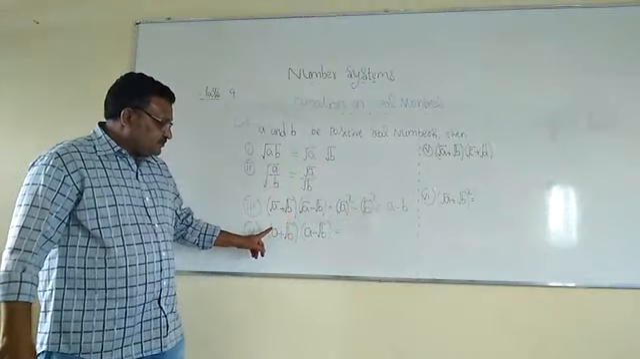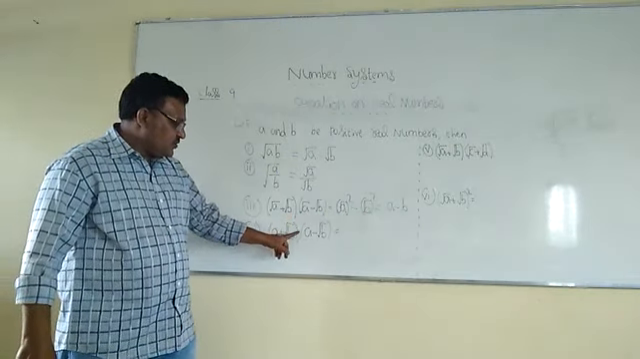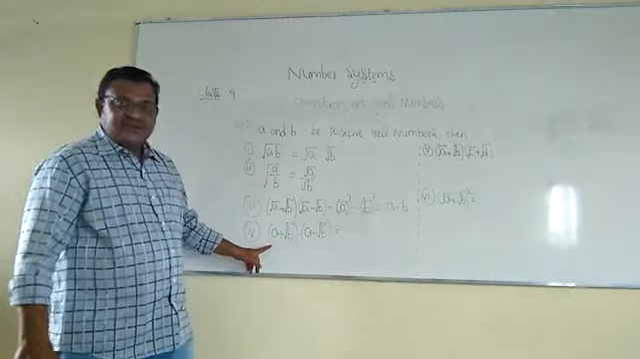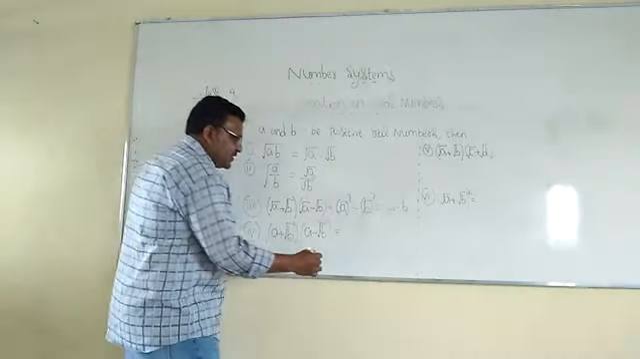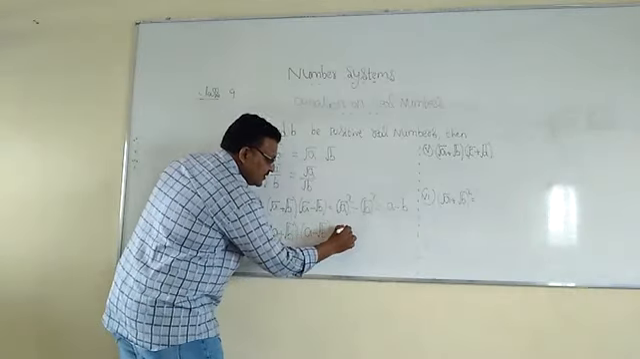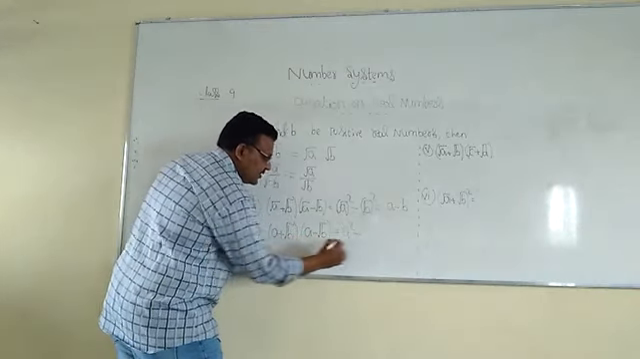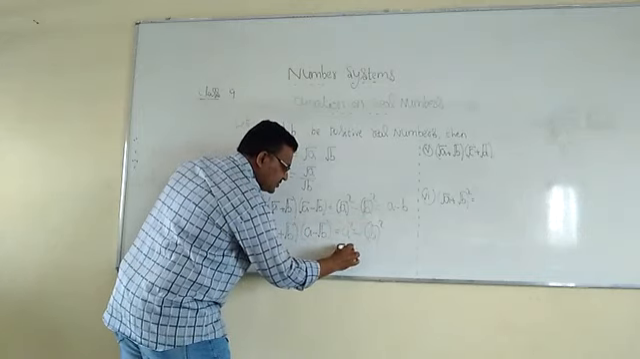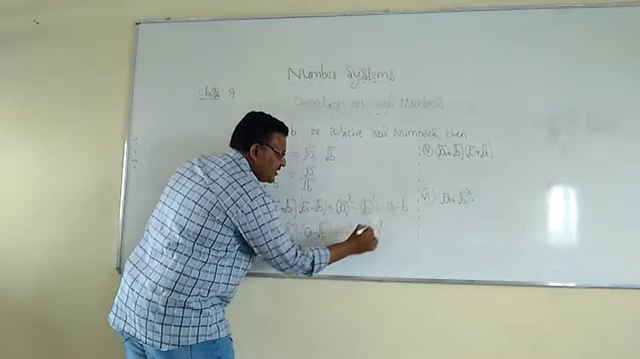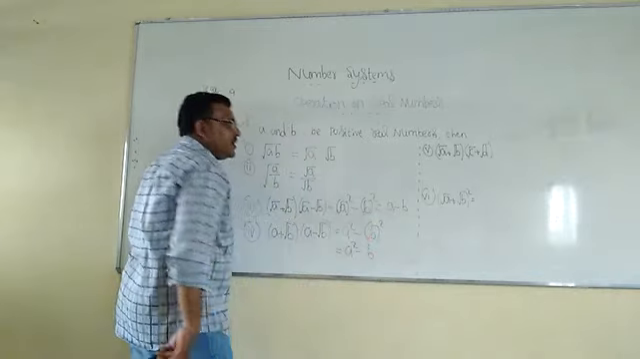And the next step, a plus root b into a minus root b. It is also in the form of a plus b into a minus b. That means a square minus b square. So a means a only, and b square means square root b whole square. That is equal to a square minus b, since square and root will get cancelled, remains b here.